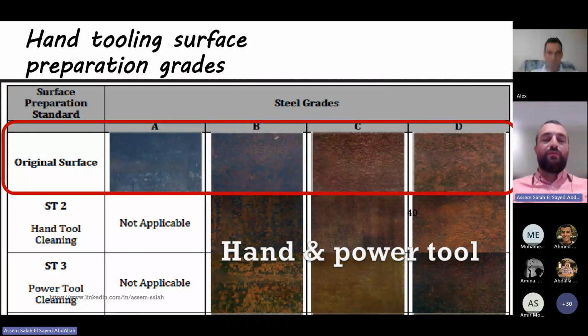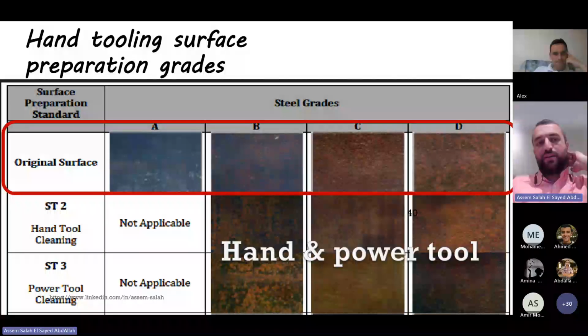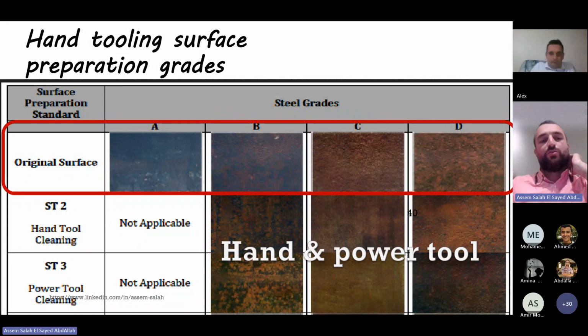In this table, you have columns and rows. In the columns, you can see the cleaning degree, ST2 and ST3. And on the rows, you can see the rust grade A, B, C, D. And as you can see, in rust grade A, which has almost all the surface covered by mill scale, if you go to ST2 or ST3, it is not applicable. You cannot apply ST2 or ST3 for grade A.